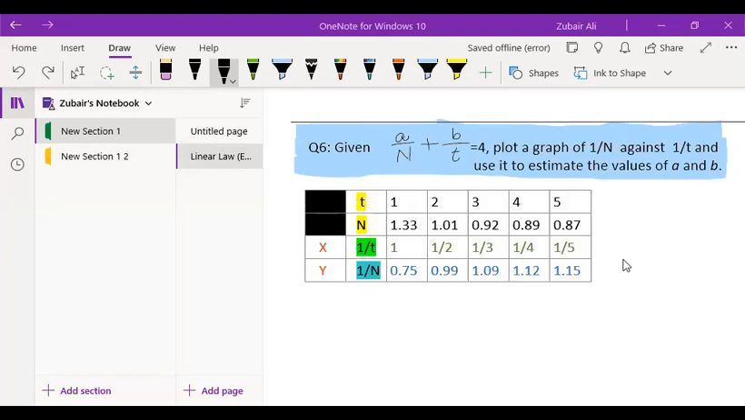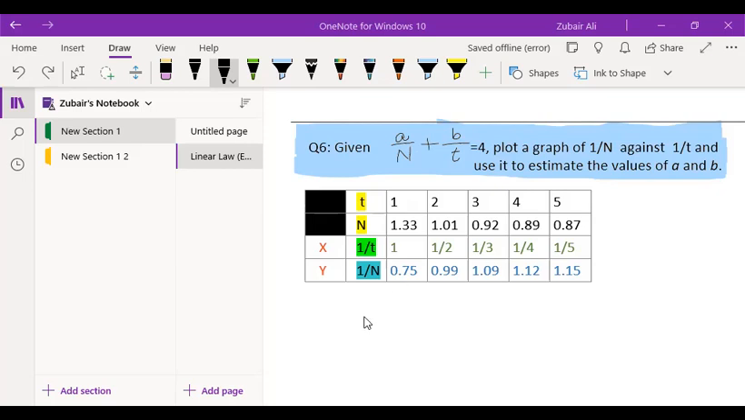Given that a upon n plus b upon t is equal to 4, we have to plot a graph of 1 upon n against 1 upon t and use it to estimate the values of a and b. So in the question, we have to plot the graph. Before plotting the graph, we should find the reciprocal of t and the reciprocal of n. So the working is here.